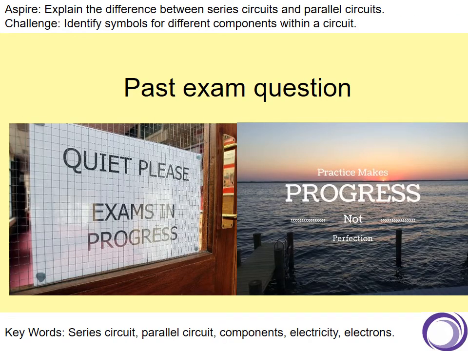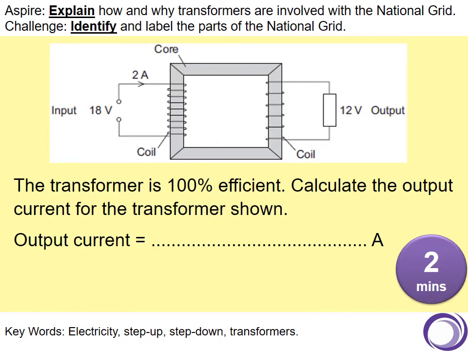So let's have a look at some past exam questions on transformers and the national grid. So here, the transformer is 100% efficient. Calculate the output current for the transformer shown. You may need to use the equation that we've talked about: power equals voltage times current. And just bear in mind it's 100% efficient, so the power going in should equal the power going out. You've got 2 minutes to complete that question.